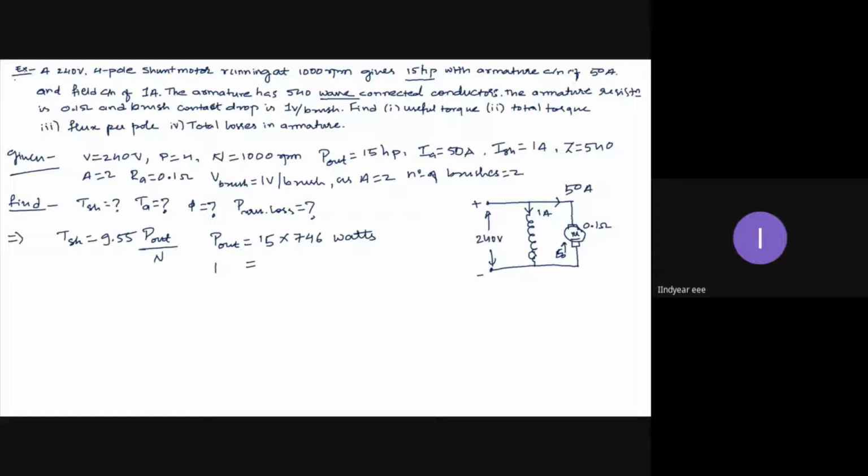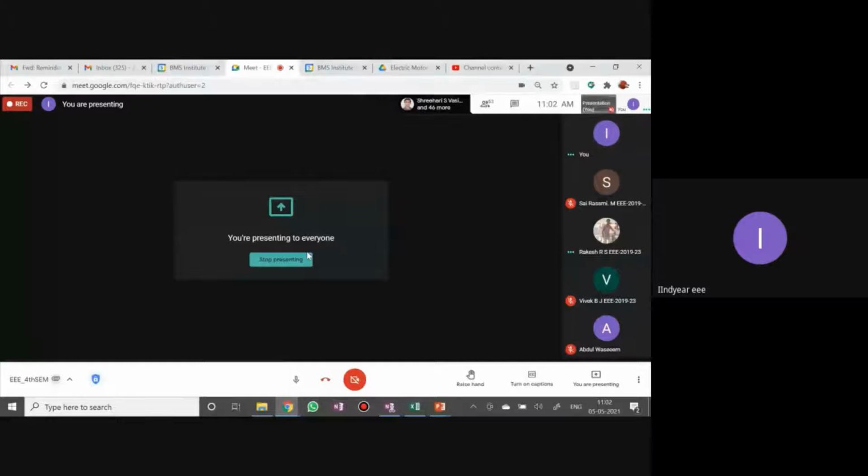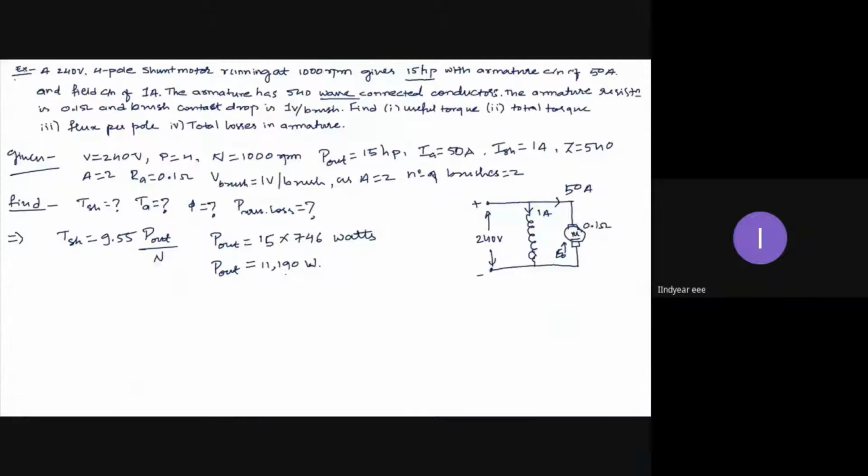Okay. So P out is 15 into 746. 746 watts equals to 1 HP. Right? It is 11,190 watts. 11,190 watts.